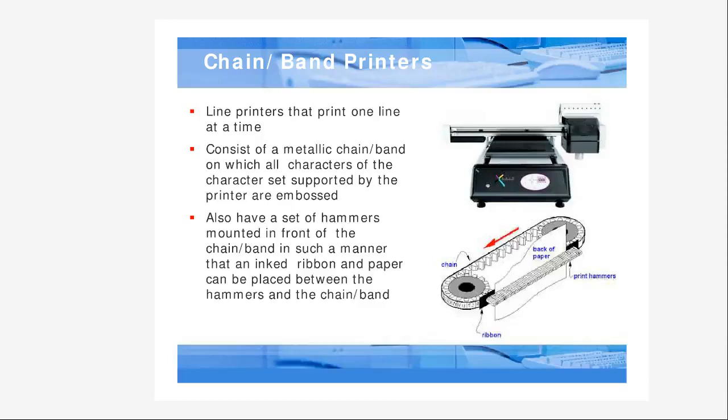It also has a set of hammers mounted in front of the chain. So here also we use hammers, in such a manner that an ink ribbon and paper can be placed between the hammer and the chain. The same thing, instead of a drum, here we are using a chain. All the points are the same.